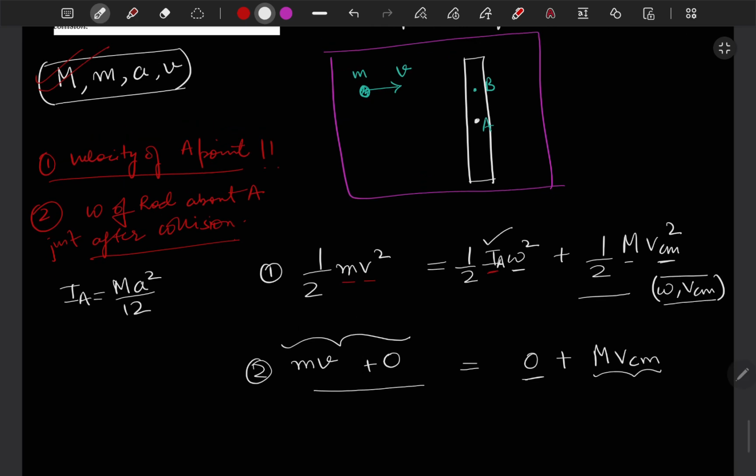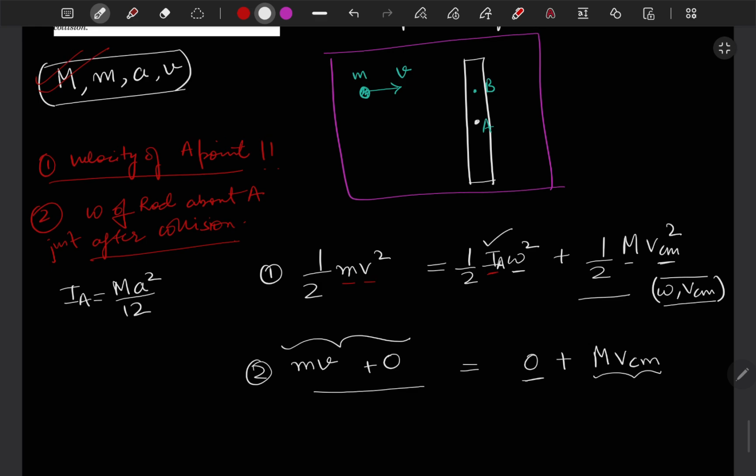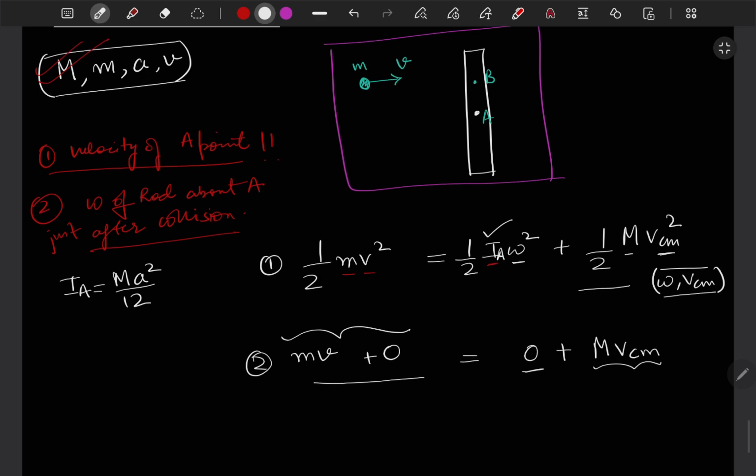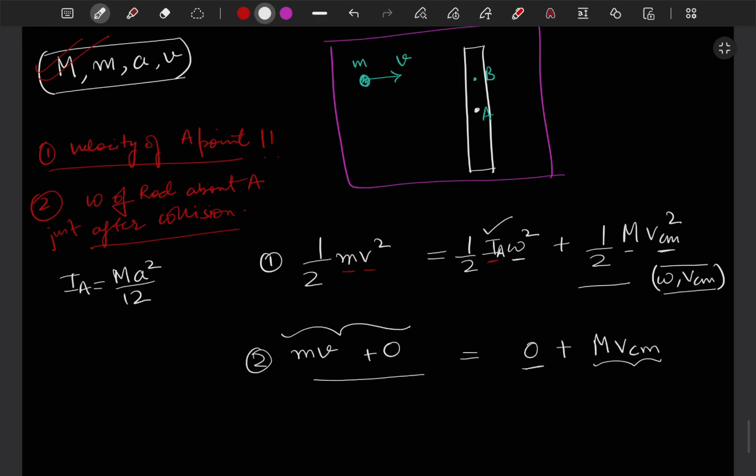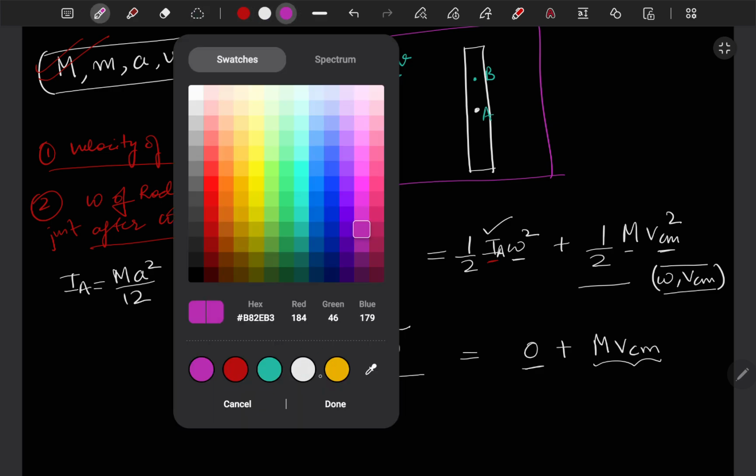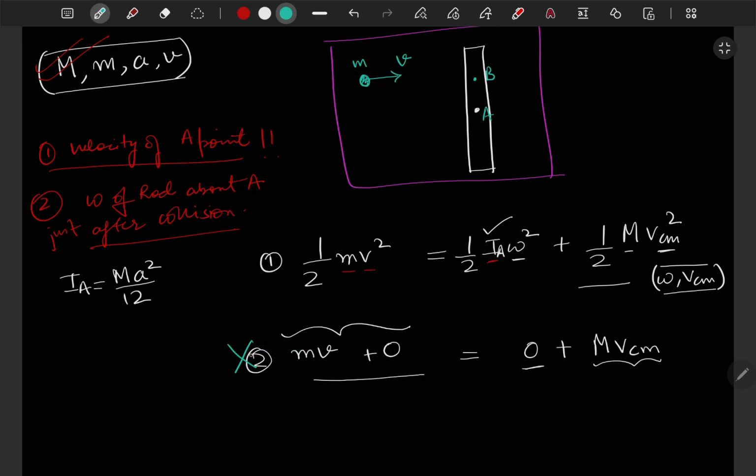So what is the conservation of angular momentum? Maybe you can include it. So instead of conservation of linear momentum, I guess conservation of angular momentum would make more sense. I'm not sure about this. Let's try conservation of angular momentum.